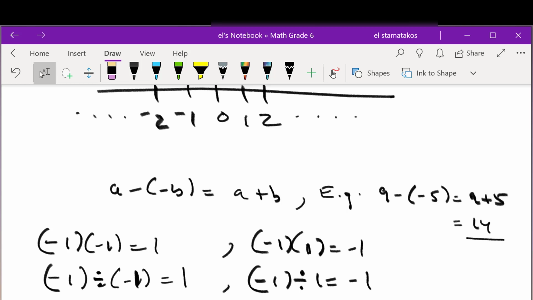Minus 1 times minus 1 is simply 1. Minus 1 times 1 is minus 1. Minus 1 divided by minus 1 is 1. And minus 1 divided by 1 is minus 1. So remember, when there's two minus signs in a multiplication or division, we'll get a plus sign. And when there's one minus sign in a multiplication or division, we'll get a minus sign.